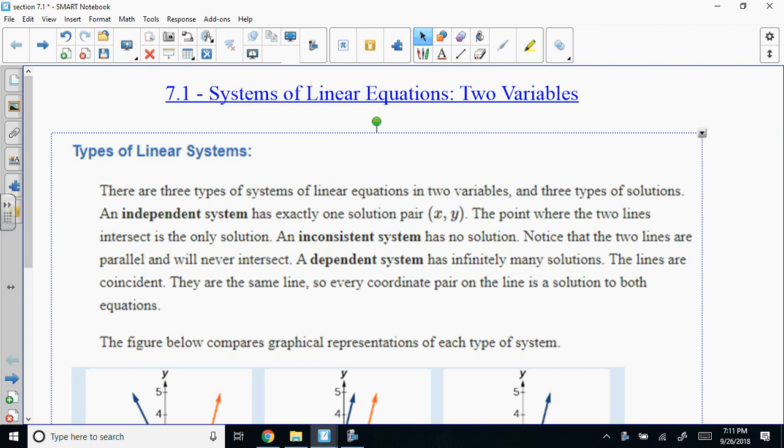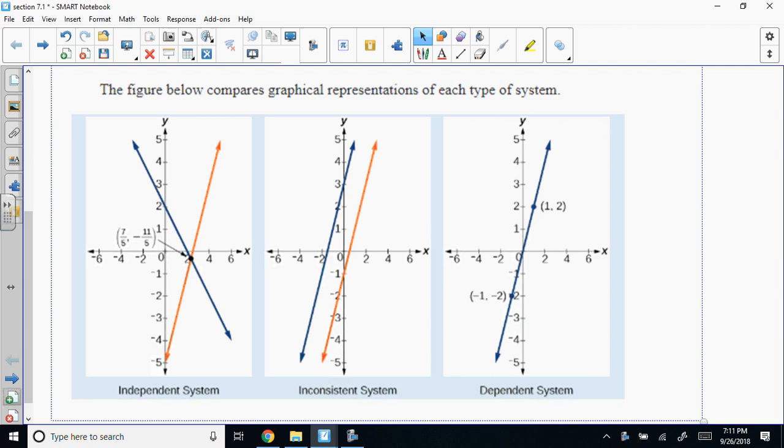Basically a 2x2 system. And if you look at this, you basically have three scenarios, right? It's basically orientating two lines. There's only a couple ways that you can orientate two lines. One, you can make them intersect. If they intersect, the point of intersection, that point, that ordered pair, is the solution to the system. It works for both equations.